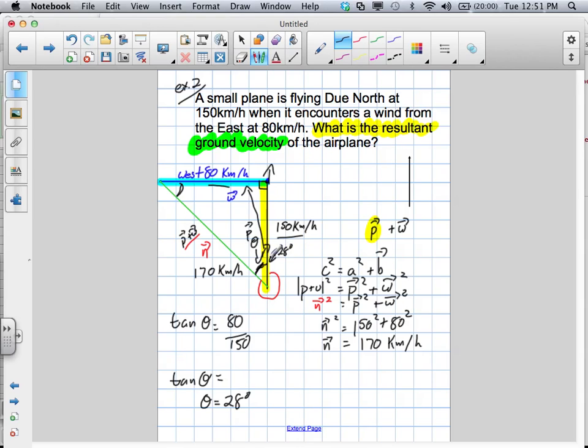But if I want to find the bearing from north, I actually have to take 360, which is a full circle, and subtract our 28 degrees, which will give me what? 332 degrees. So if I was to describe this as a bearing, we'd say the plane is headed 170 kilometers an hour at a bearing of 332 degrees. And we know a bearing is moving clockwise from due north.